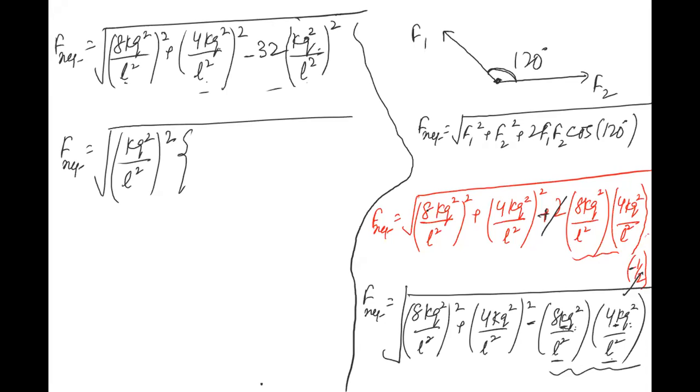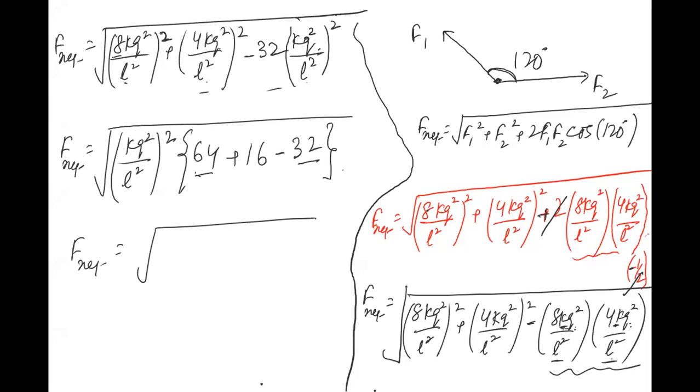So what will we be left with? You will be left with 64 here because 8 squared is 64, plus 4 squared is 16, minus 32. If you solve this, how much will you get? 64 minus 32 will become 32, and 32 plus 16 will become 48, right? So this will become equal to (kq square upon l square) the whole square into 48.